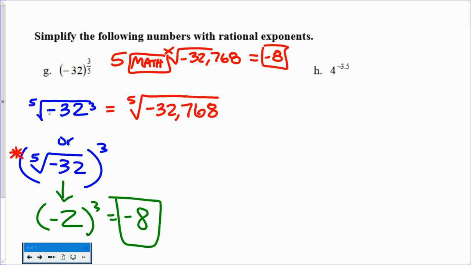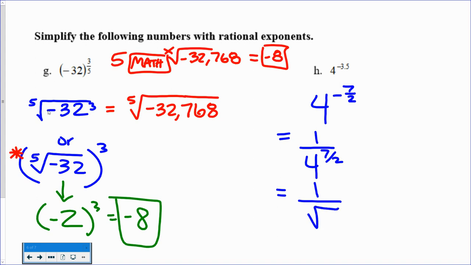Notice with h here we have negative 3.5 as my power, so we haven't seen one with a decimal yet. If you're given a decimal, you'd have to change that to a fraction. So 7 divided by 2 would give you 3.5. Same thing here, I'm going to do the reciprocal. Now my exponent would be positive. Then I'll go ahead and change it to its radical form to get a better idea of what the value of this is.